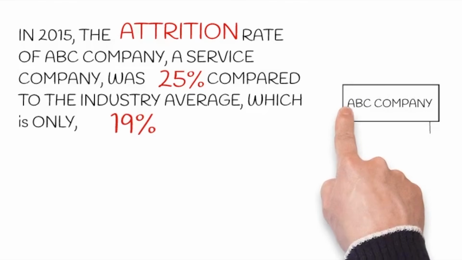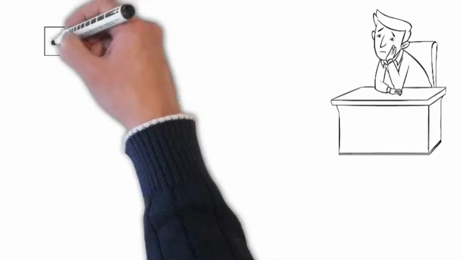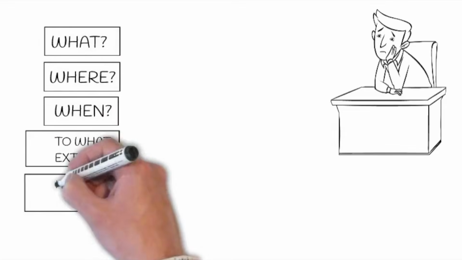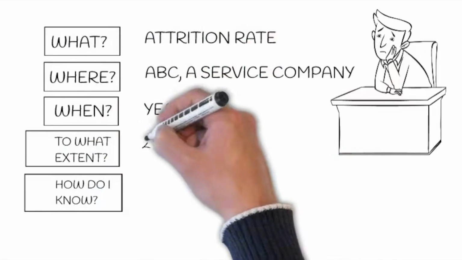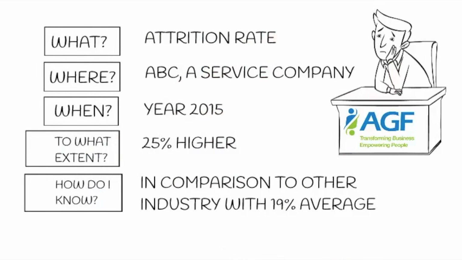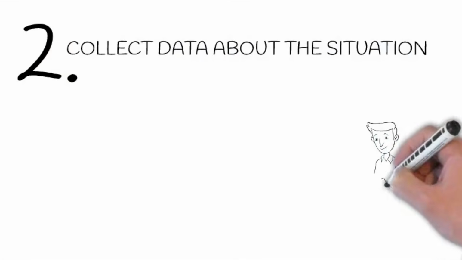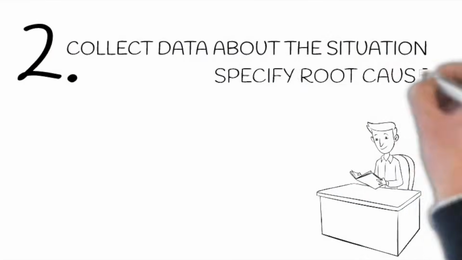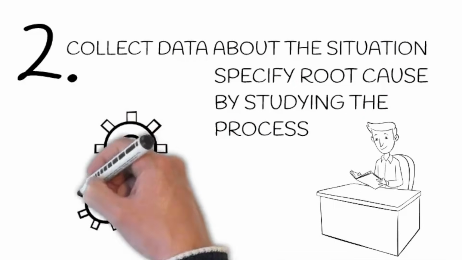Here is an example. In 2015, the attrition rate of ABC, a service company, was 25%, compared to the industry average, which is only 19%. By studying the process, you can specify the root cause because problems may be present in a specific part of the process. In this step, you are trying to determine the possible causes why the problem happens or what factors allow this problem to occur.